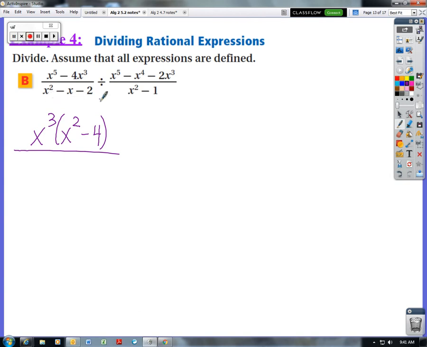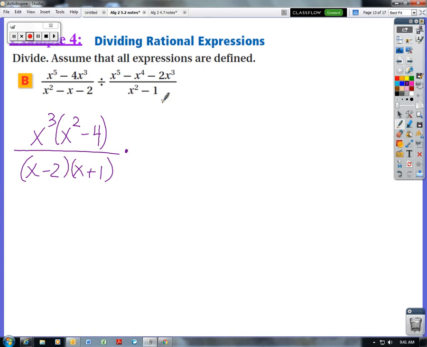X squared minus x minus 2, that's going to factor to 2 sets. That's going to be negative 2 and positive 1. At this point, I'm not explaining how to factor each one, because we've done that before and it takes up too much time on the video. Now we have to flip and multiply.